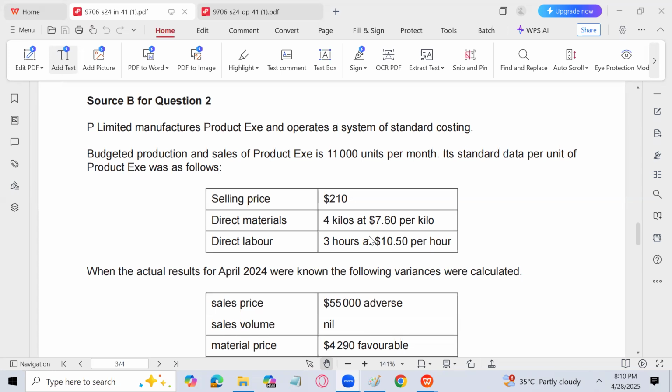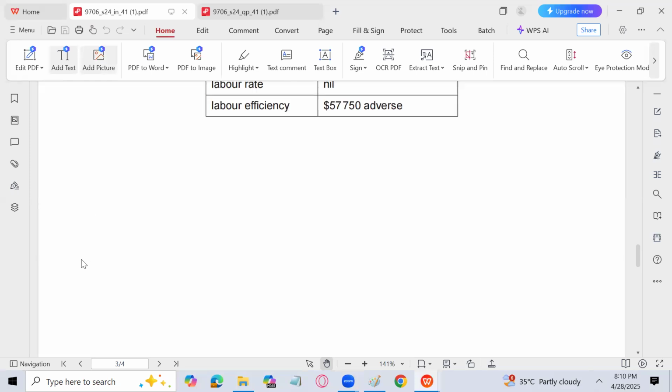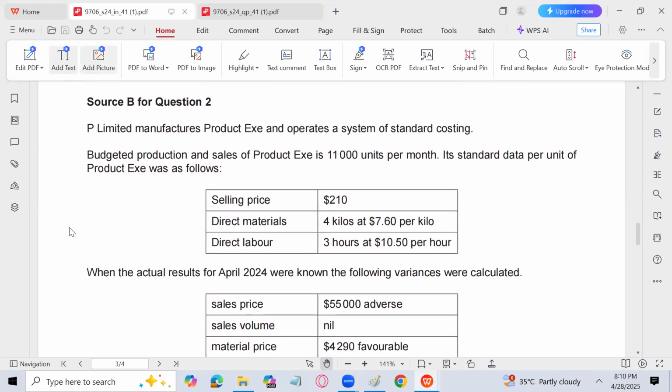This has come in May/June 2024, 41 is the variant. Let me read it for you. Source B for question number 2. P Limited manufactures product X and operates a system of standard costing. Budgeted production and sales of product X is 11,000 units per month. Its standard data per unit of product X was as follows.